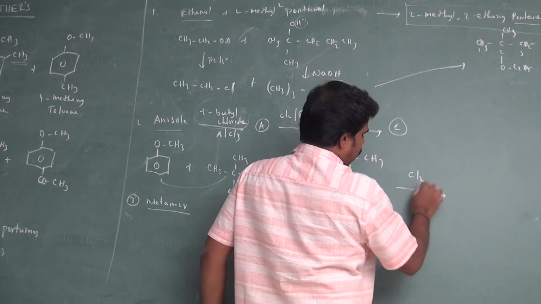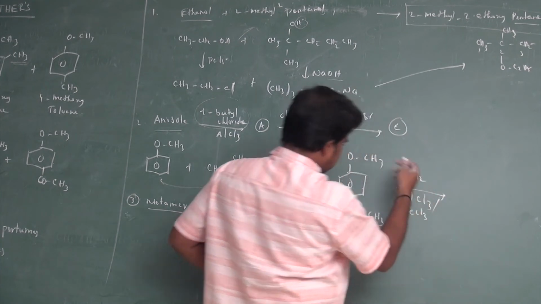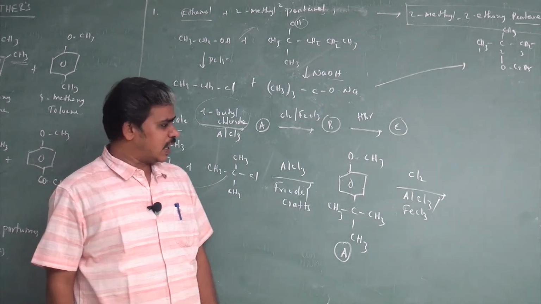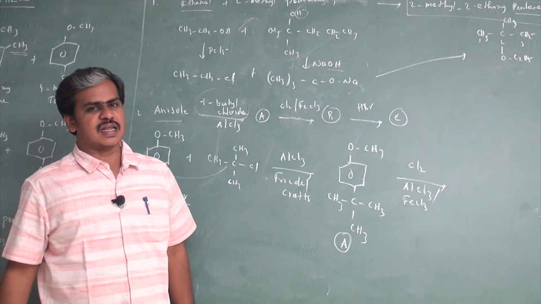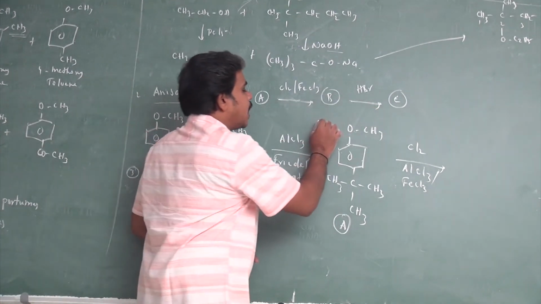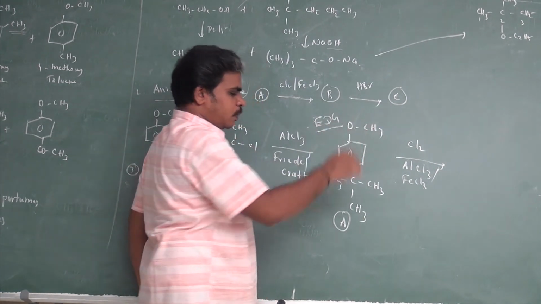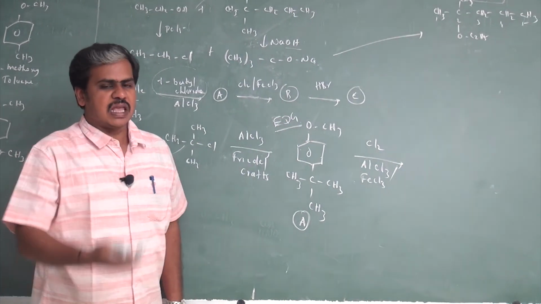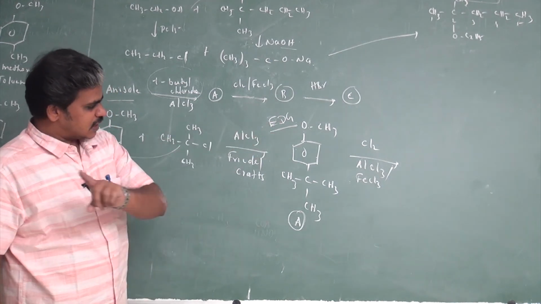So again, chlorine in presence of AlCl3, or it is FeCl3. It is also Friedel-Crafts. Now Friedel-Crafts reaction occurs at ortho and para position only, in that activating group. What is the specialty of Friedel-Crafts reaction? A benzene ring is attached with an electron donating group. So if an electron donating group is attached with the benzene nucleus, then it will undergo Friedel-Crafts. Suppose if an electron withdrawing group is present, then Friedel-Crafts reaction is not possible.